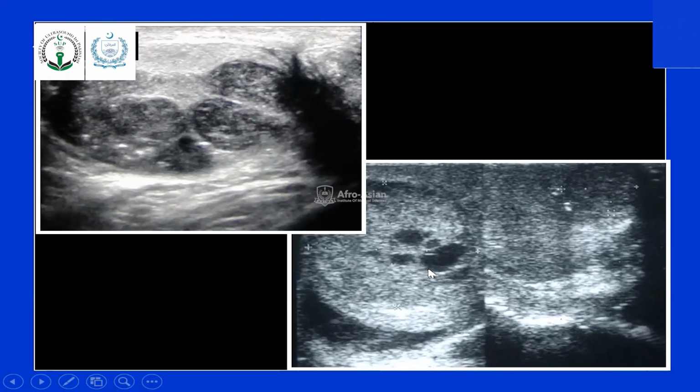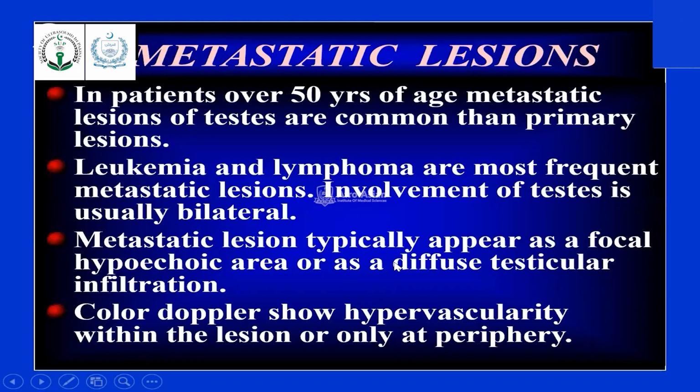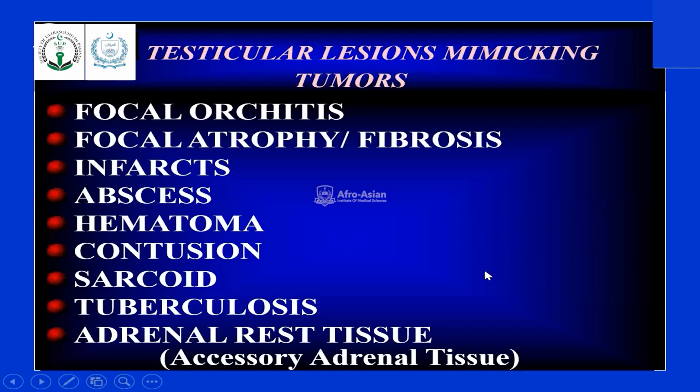This is another mass. We can also have metastatic lesions in patients over 50 years of age. Metastatic lesions of testes are more common than primary lesions. Leukemia and lymphoma are the most frequent metastatic lesions. On color Doppler, we can find it. This is a metastatic lesion.